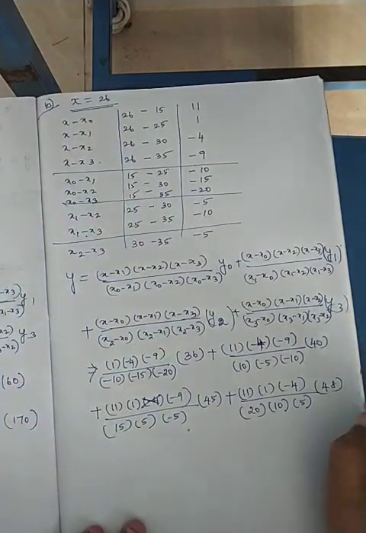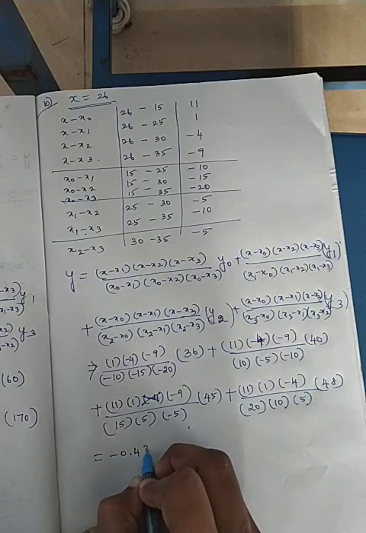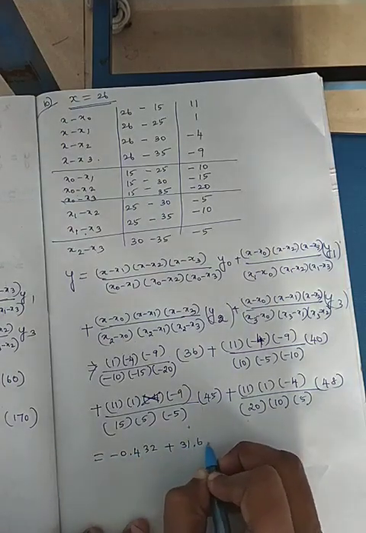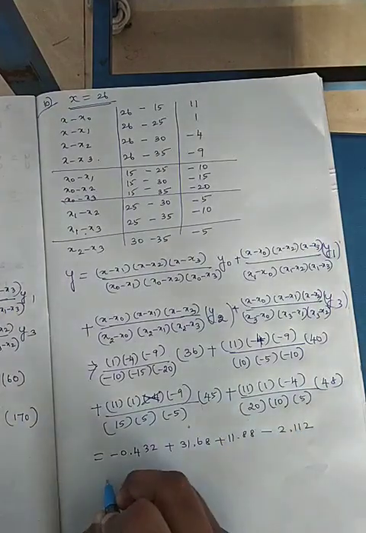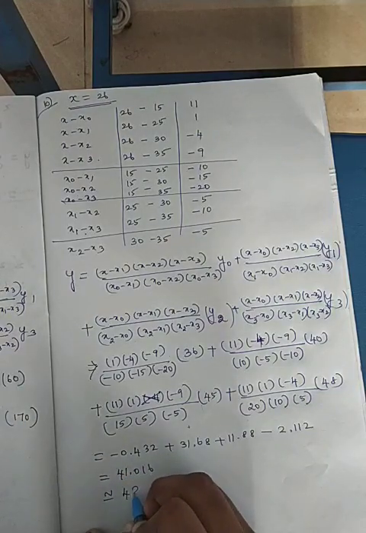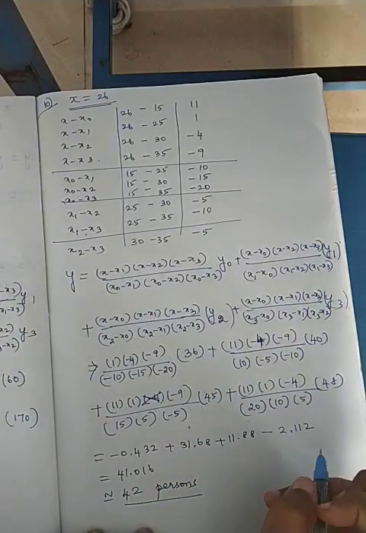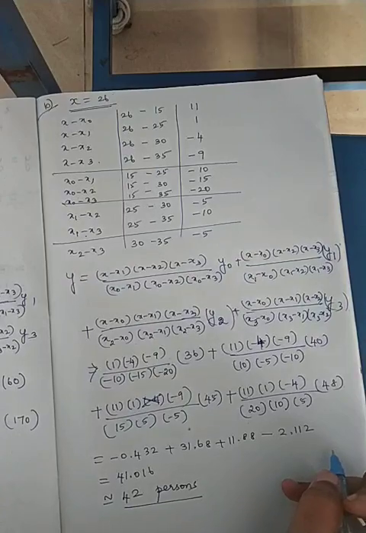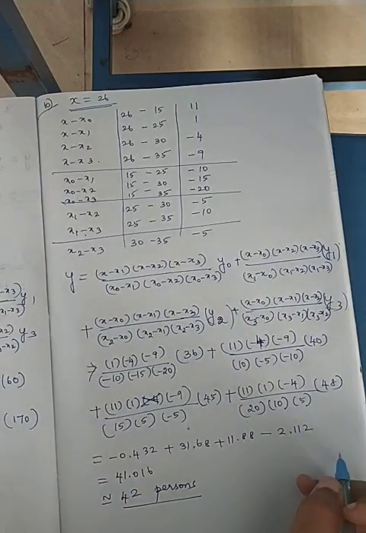Okay, so now I can simplify. When I simplify, I get minus 0.432 plus 31.68 plus 11.88 minus 2.112, which is equal to 41.016. That is approximately 42%. 42% will be getting an income not exceeding rupees 26 per month. Okay, the income will not be more than 26 per month for these 3 workers.